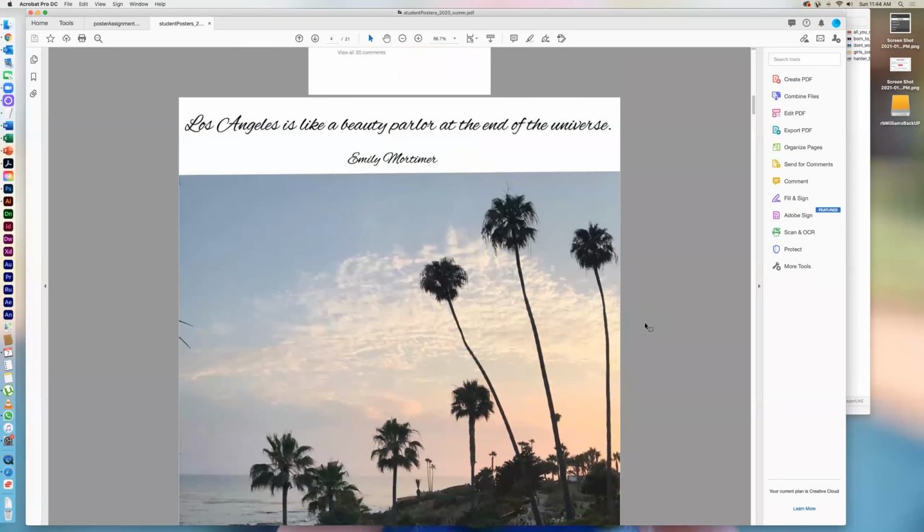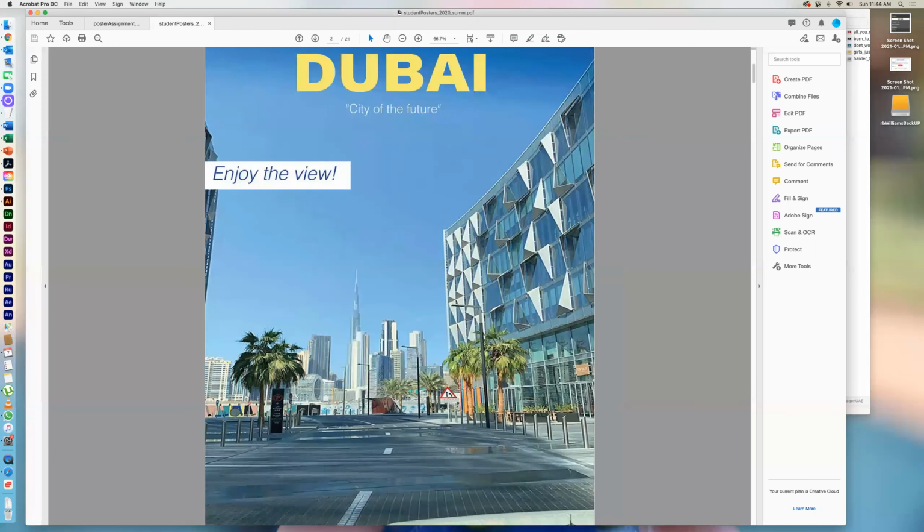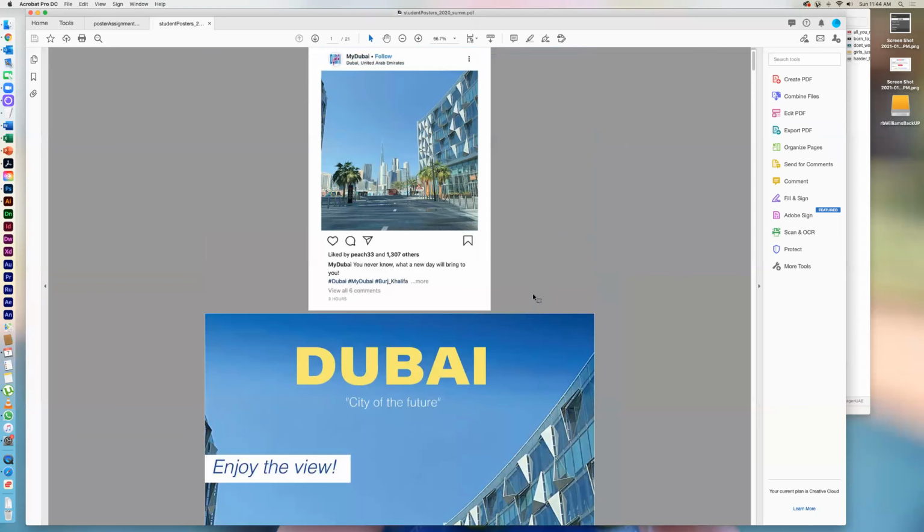Here we have a question. Should I choose the same picture that I edit on? Say that again. Should I choose the same picture for the post? Yes, it's the same picture for the poster and the post. I mean, for the previous activity.